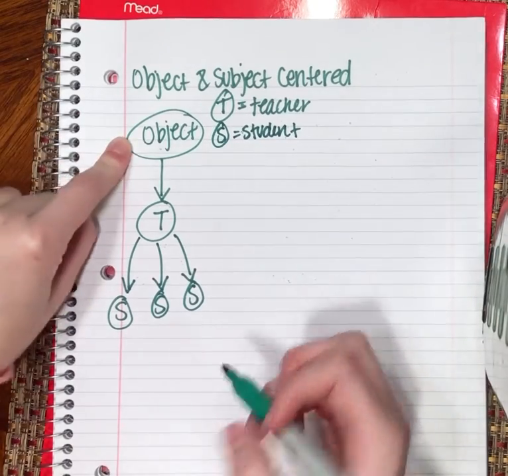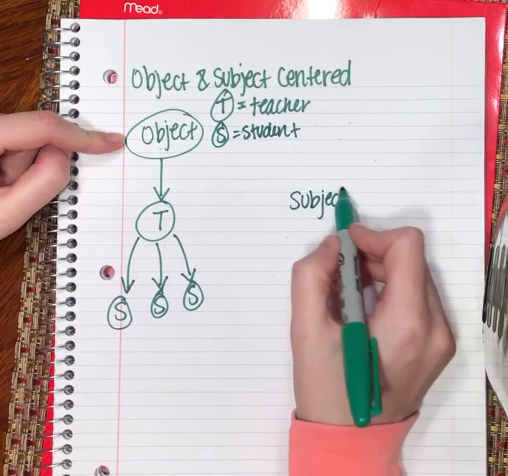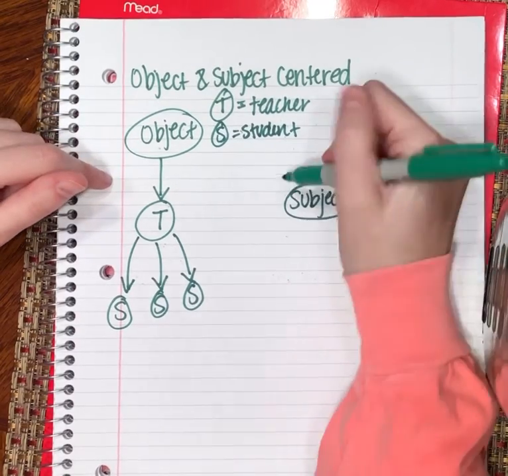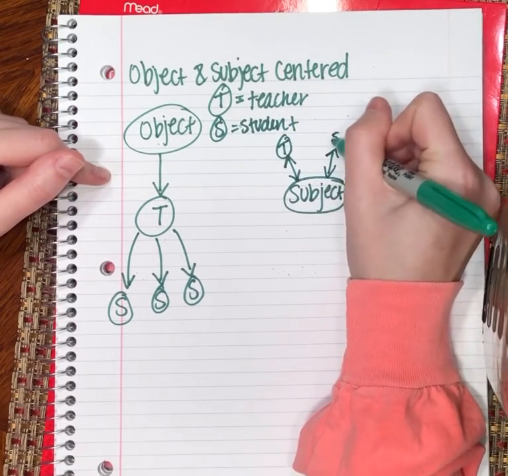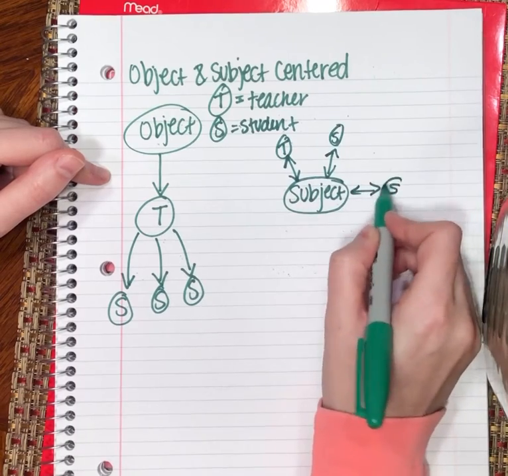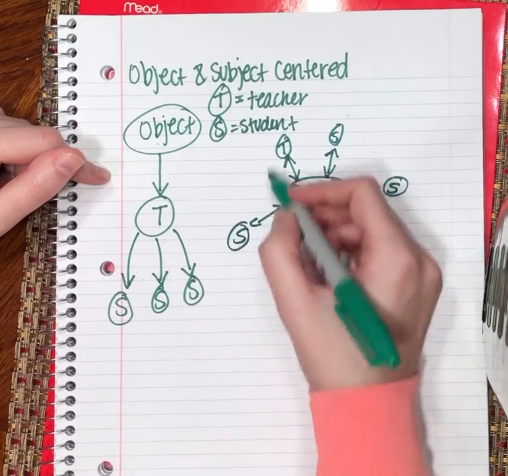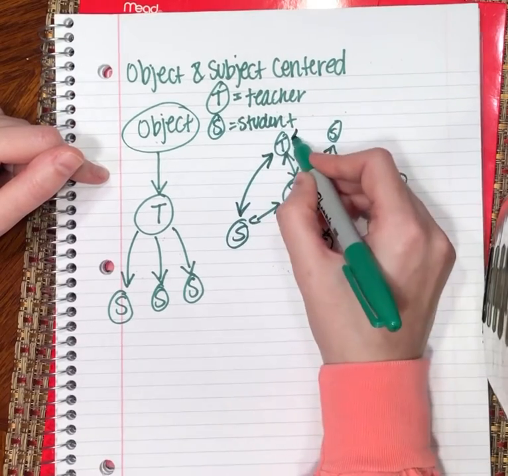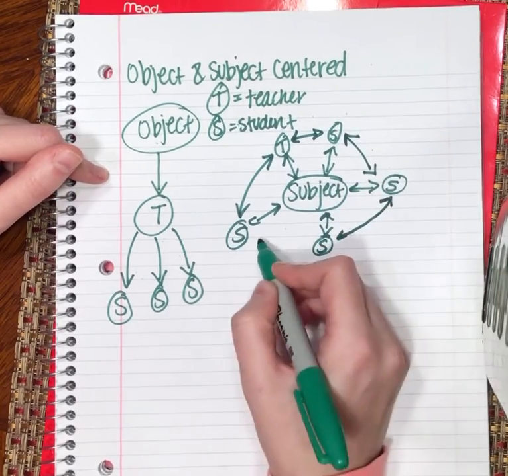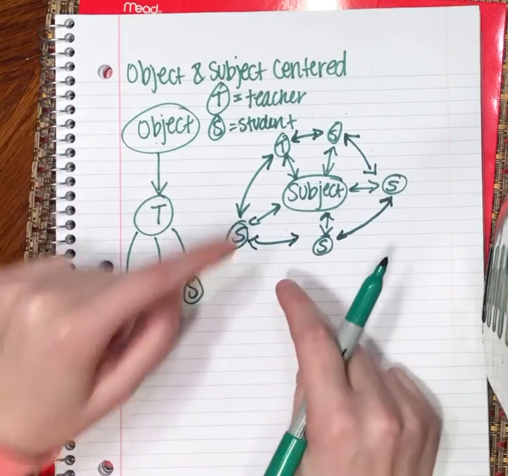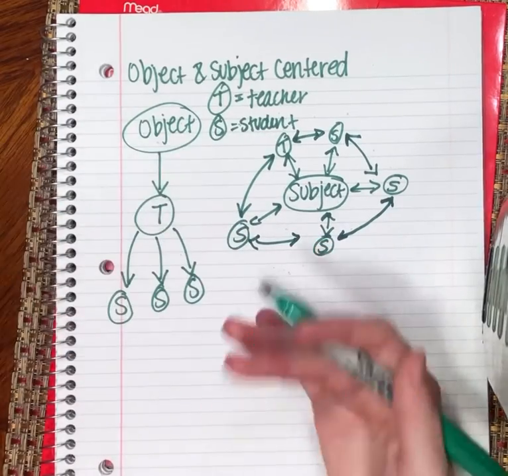So here's our object-centered. Over here, we're going to do our subject-centered. So you have the subject in the middle. And then we branch out actually in all directions. So from the teacher, from the subject, back and forth, student, student, another student, and then we'll do another student over here. And then from there we have arrows going from every student to each other and the teacher. The arrows going both ways means that there's a mutual interaction. So either the subject's interacting with the student or the student's interacting with the subject, student to student, teacher to student, that kind of thing.